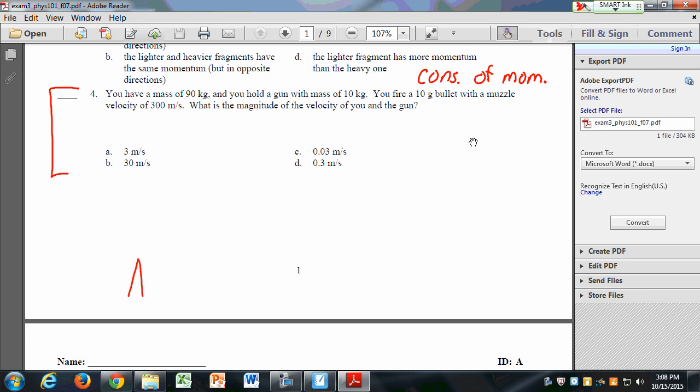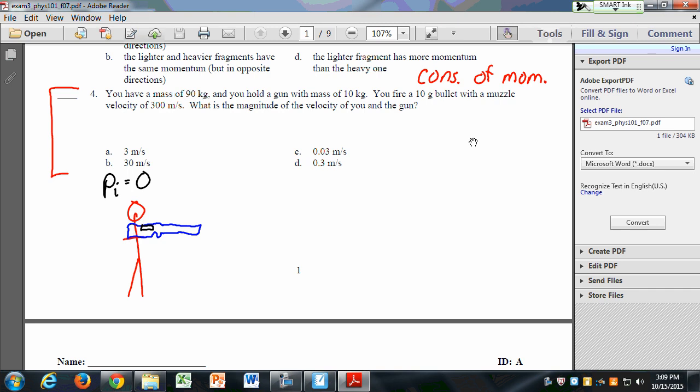So this is me. I'm holding a gun. Inside the gun there's a bullet, and it's getting ready to go. Initially, my momentum is equal to 0 because nothing's moving.